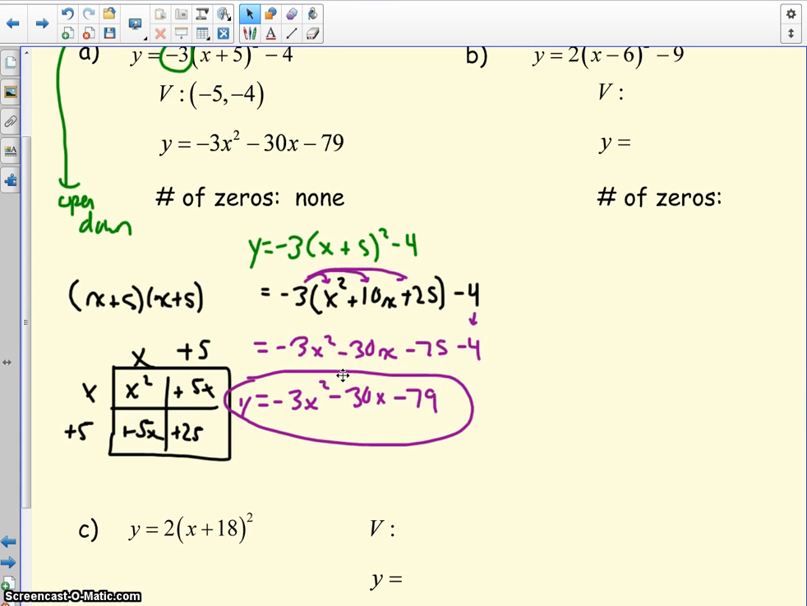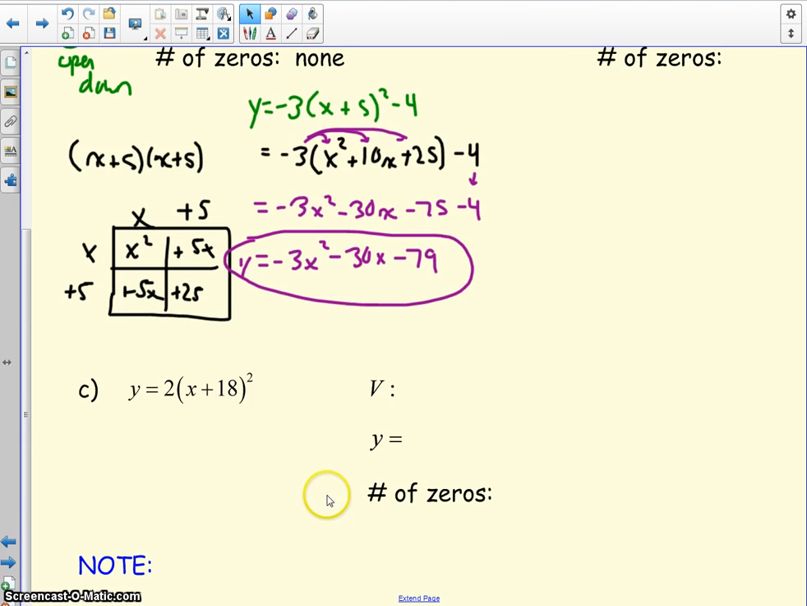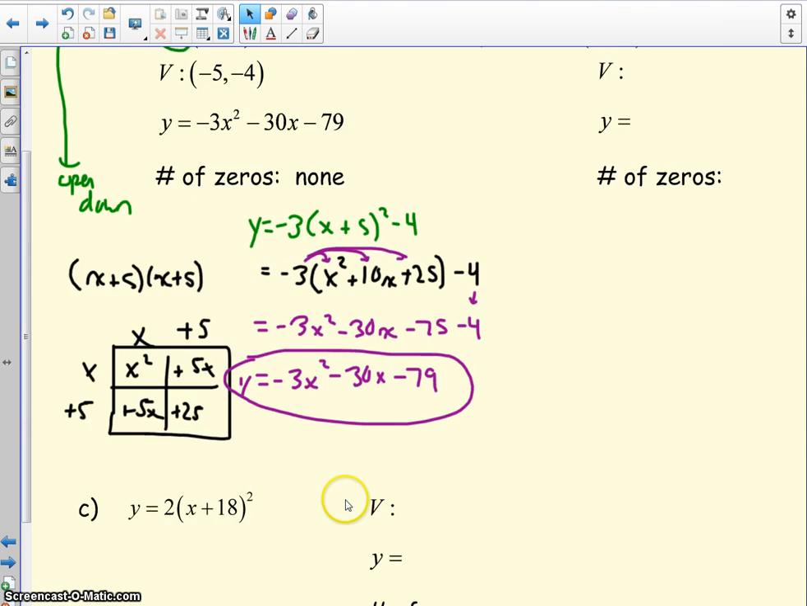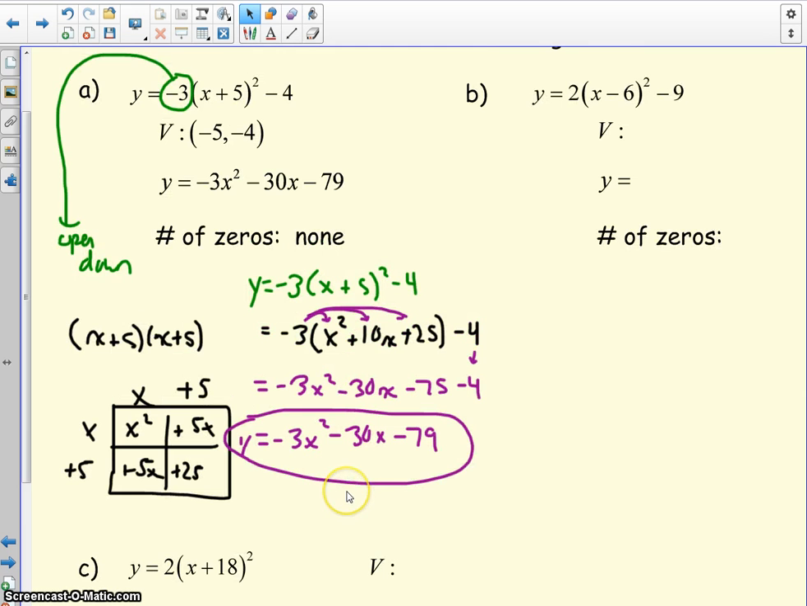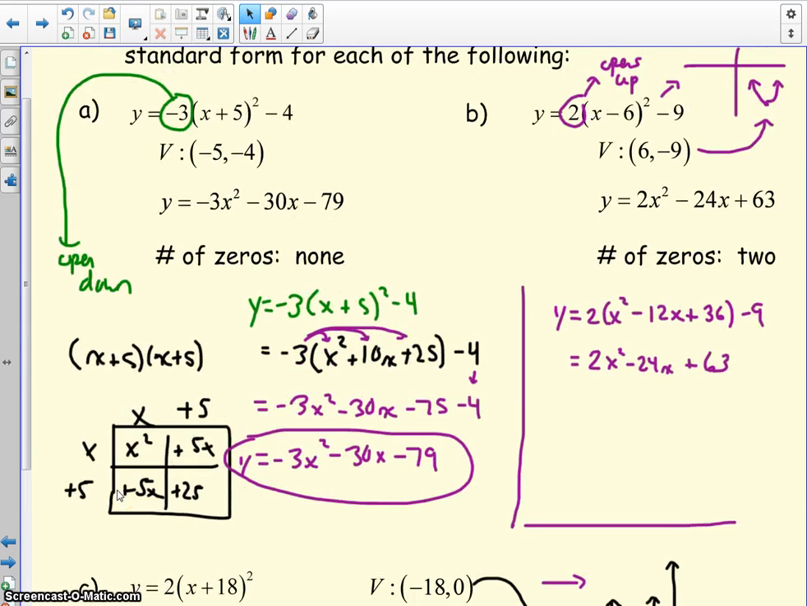Okay, so I'd like you to try repeating this process for B and for C, and I'll reveal the answers in a couple seconds so you can check them, and then we'll run through any steps that may have caused us some problems. Okay, so take a minute here to check your answers.